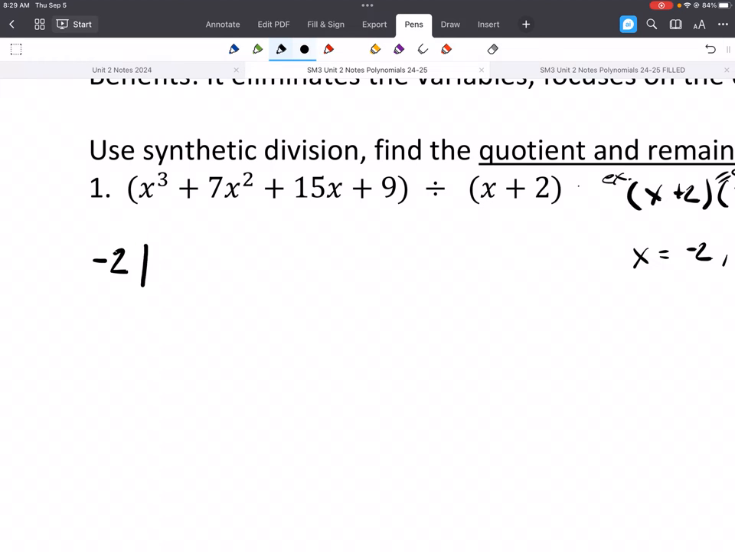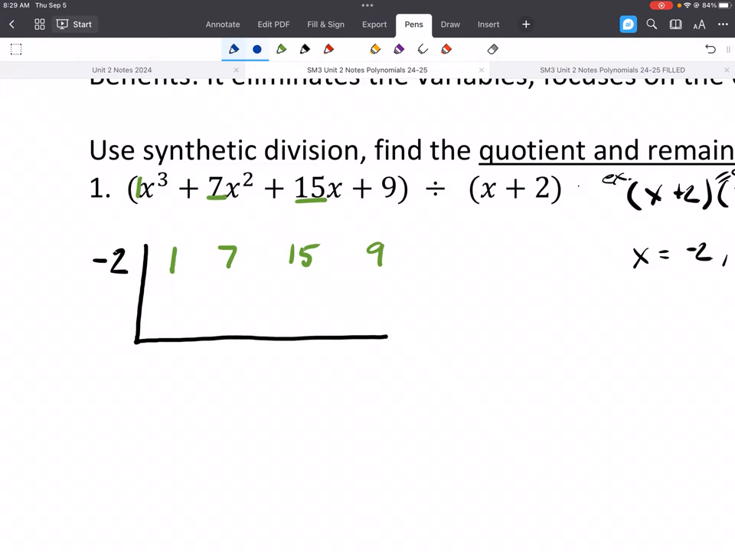Okay, we're going to make a little L shape. It's kind of like a box, but only that part of the box. Then what we need to do is list the coefficients. So this would be a coefficient of 1, so we'll write a 1. We have a 7, we have a 15, and we have a 9. Okay? After that, it goes really quick.